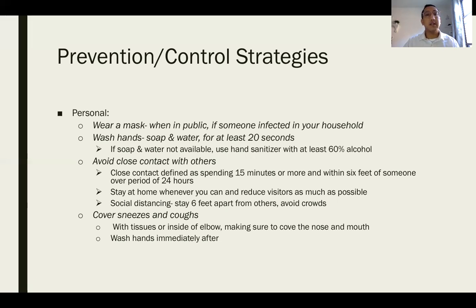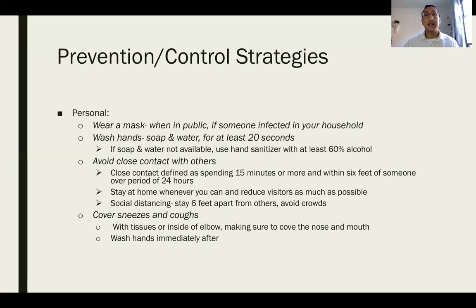Hand washing is important with soap and water, and they recommend doing that for at least 20 seconds. And if soap and water are not available, use hand sanitizer, an alcohol-based one that has at least 60% alcohol. Also, for personal control strategies, we have to avoid close contact with others.